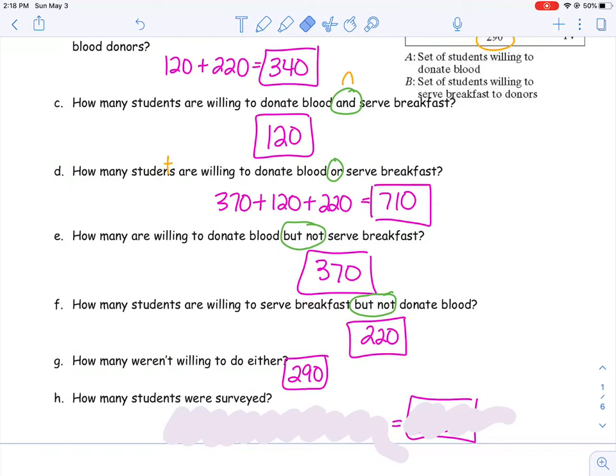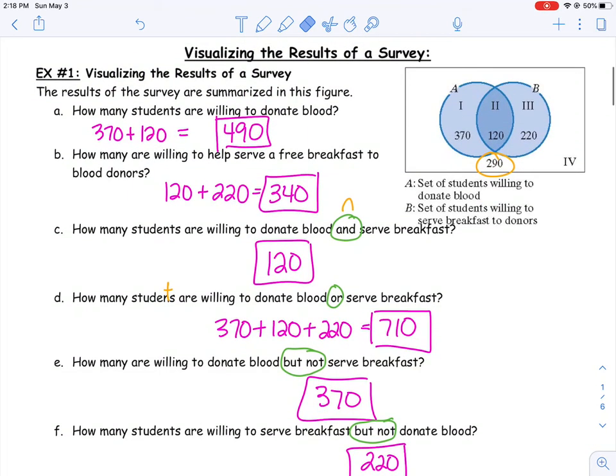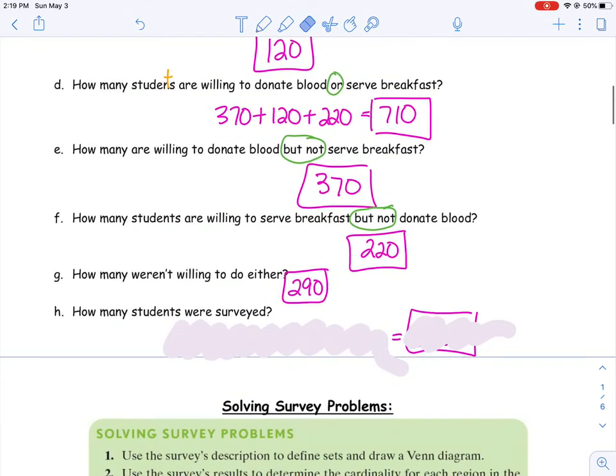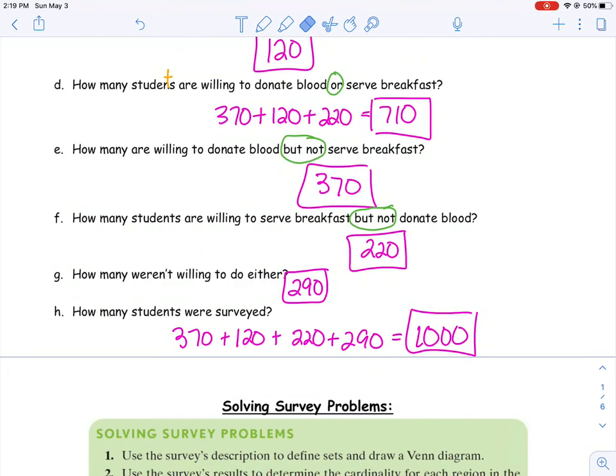And how many students were surveyed? Ooh, if I want to know how many students were surveyed, what would I have to do? Well, I have 290 not willing to do either. I have 120 willing to do both. I have 370 willing to just donate blood, and I have 220 willing to just serve breakfast. If I add all of those up, I have a total of 1,000 students. So I know that we surveyed 1,000 students in this survey.